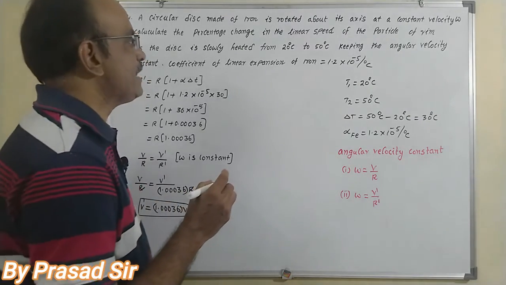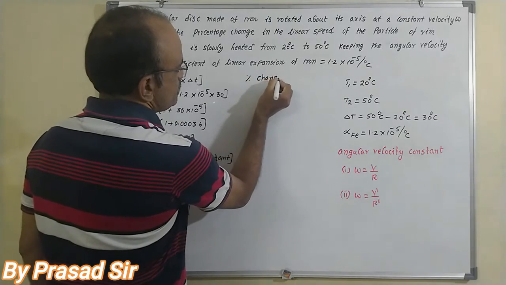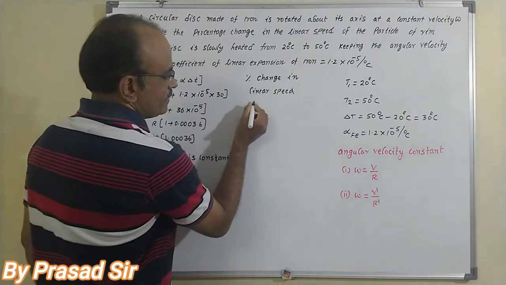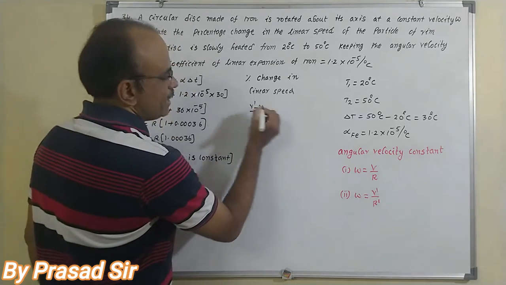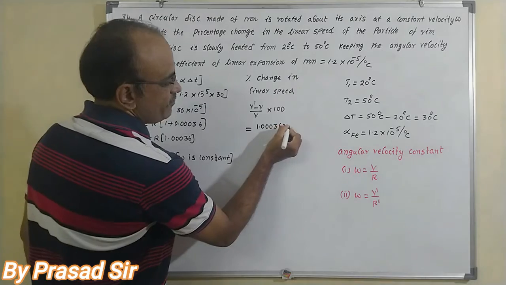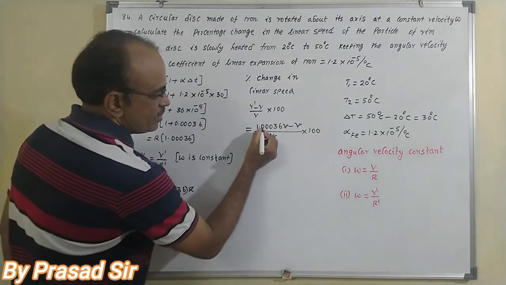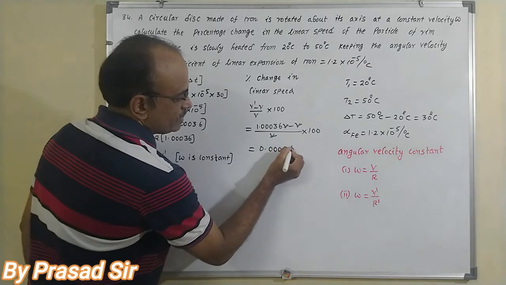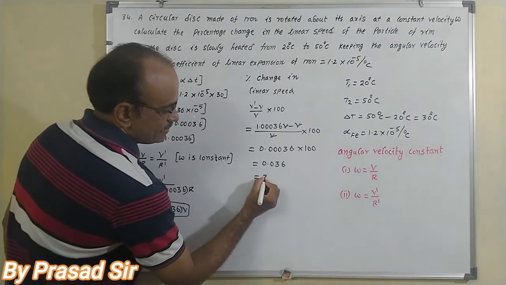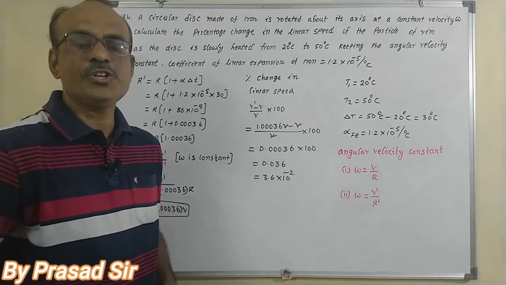But what they ask you to calculate here is the percentage change in the linear speed. So the percentage change in linear speed is V dash minus V divided by V into 100. What is V dash here? 1.00036 V minus V divided by V into 100. In all cases V gets cancelled. That leaves 0.00036 into 100, that is 0.036, or 3.6 into 10 to the power of minus 2. This is the solution for question number 34.